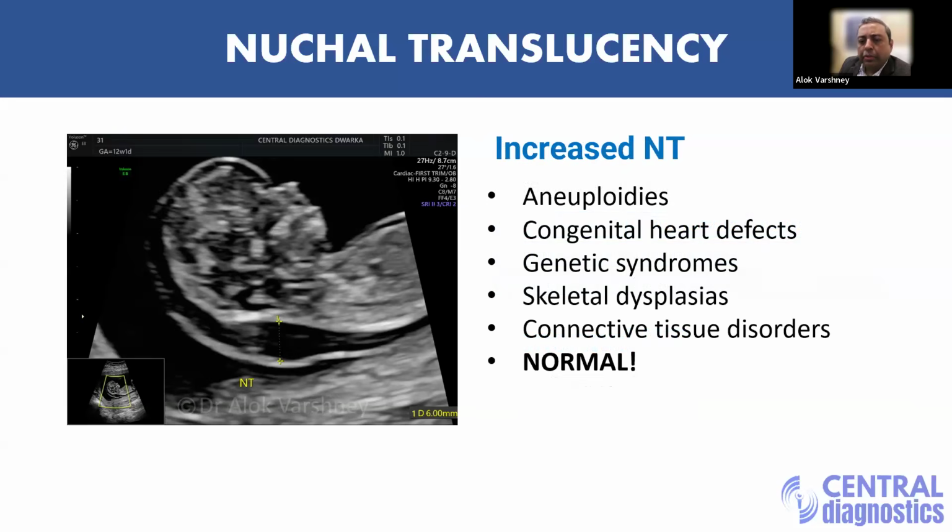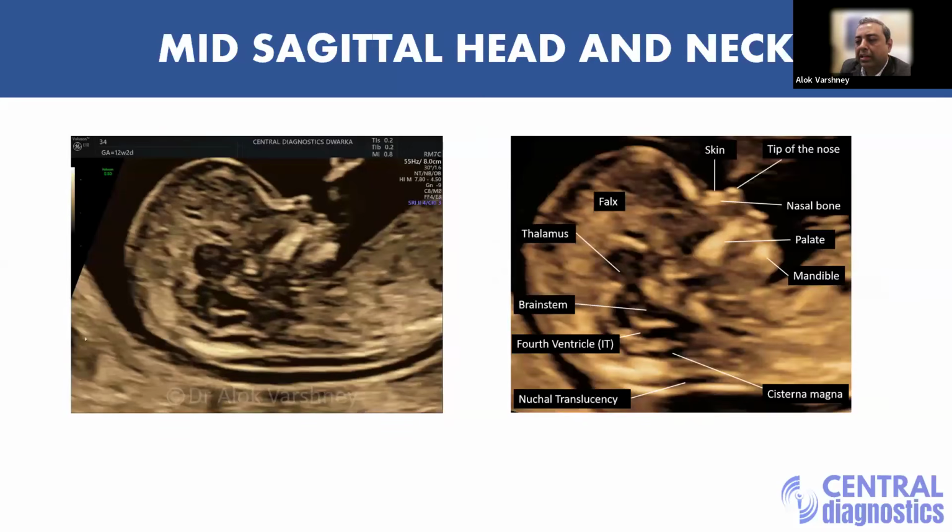But we know that the increased NT is not only associated with aneuploidies, but it is again a marker for congenital heart defects, genetic syndromes, skeletal dysplasia, some connective tissue disorders, but in many cases, the baby will turn out to be normal. So it is important that we evaluate. We do not abort these babies. We do further testing, and depending on the testing, we counsel the parents. So not only the aneuploidy, we have to be aware of the morphology.